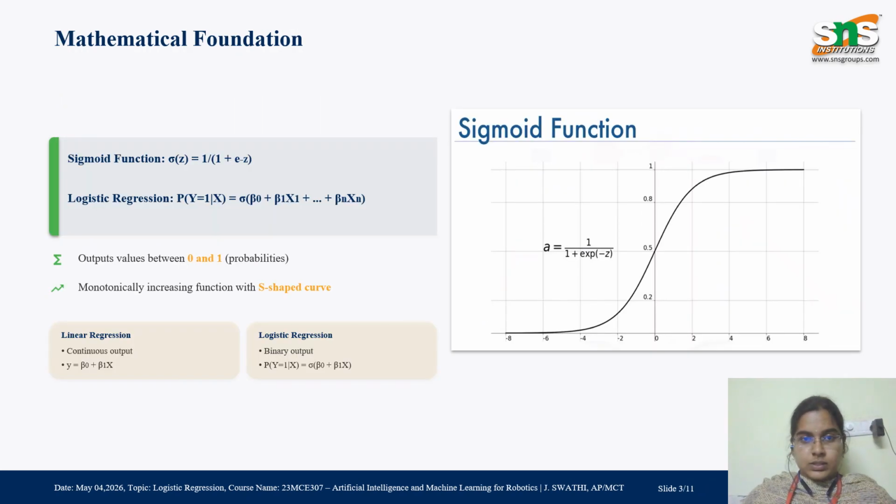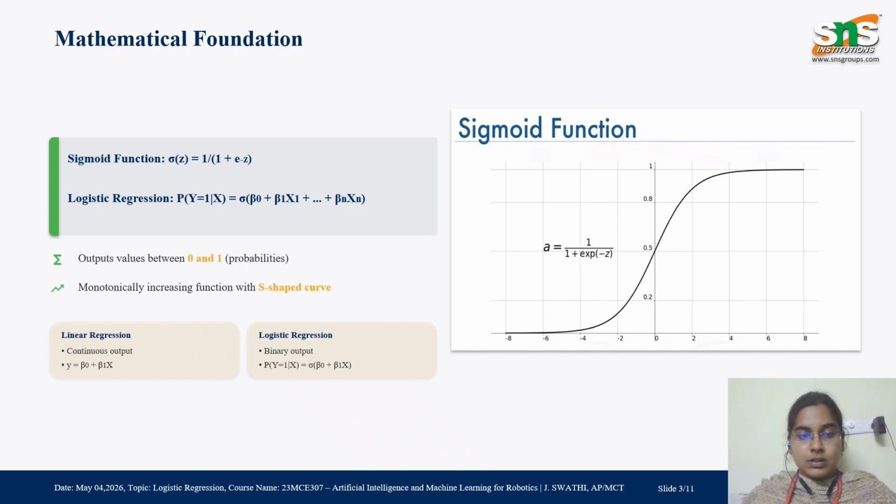And how it works is, it takes a linear combination of input features and passes it through a mathematical function called the sigmoid. The linear foundation starts like linear regression by calculating z equals w times x plus b, and the sigmoid function maps any real valued number into a range between 0 and 1, which can be interpreted as a probability. The third important term we have to know is the decision threshold.